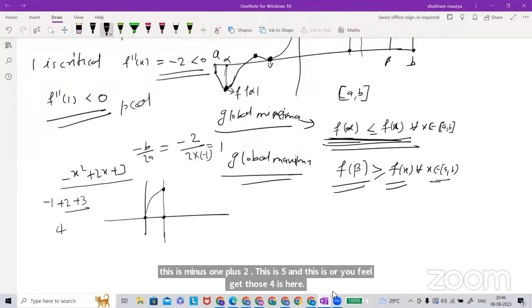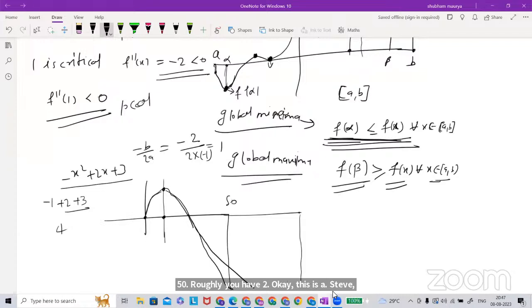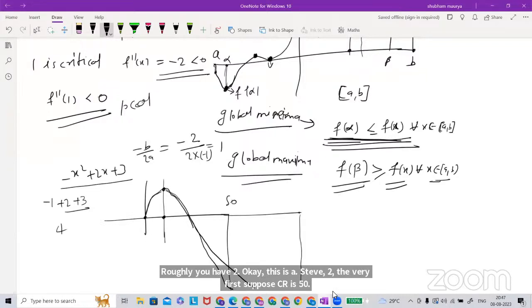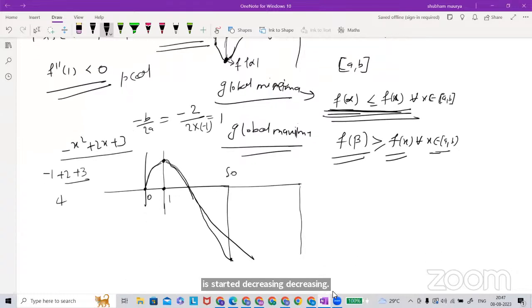So this side is like this, because at 0 the function is defined like this, and this side is continuously decreasing till 50. Roughly, it will be very steep, very fast. Suppose here is 50. So it is continuously decreasing. From 0 to 50, it is increasing for some time, but after 1 it starts decreasing, till 50. So at least in this range, at 50 the function contains the lowest value.